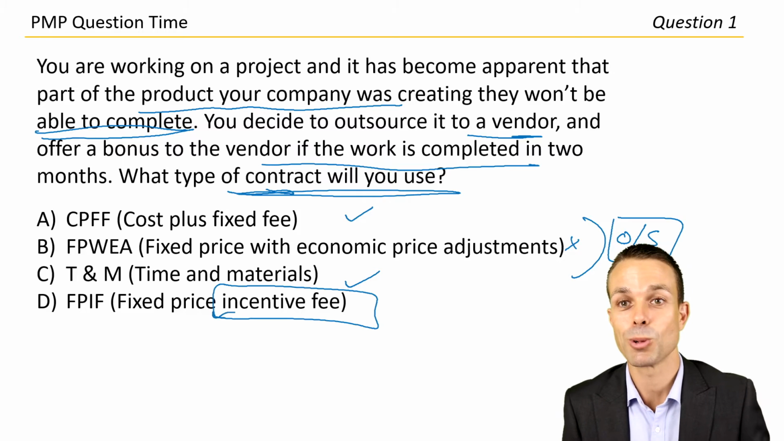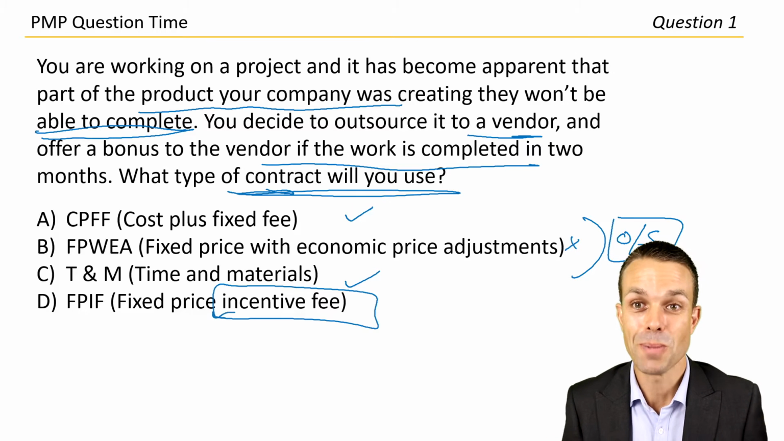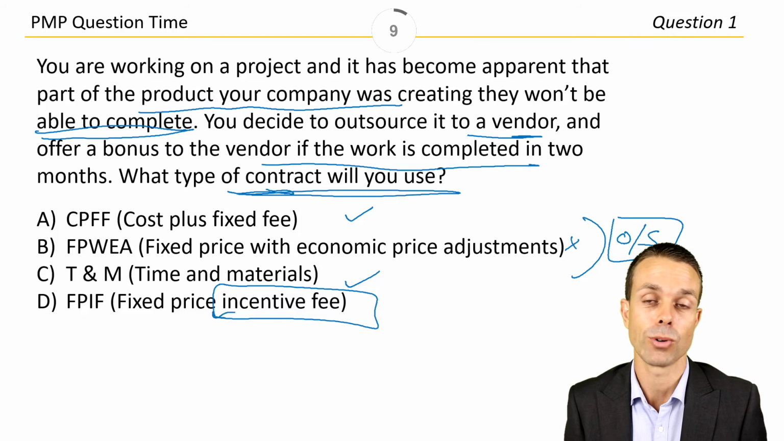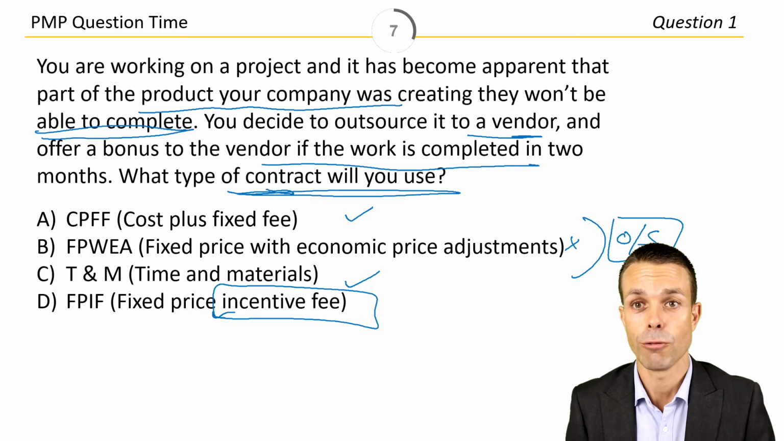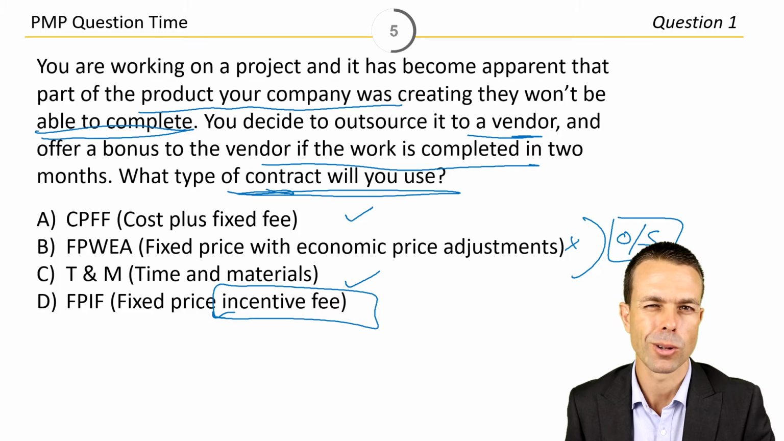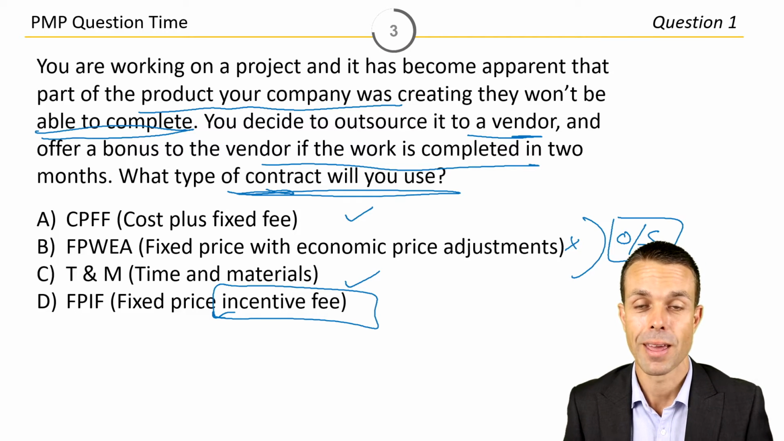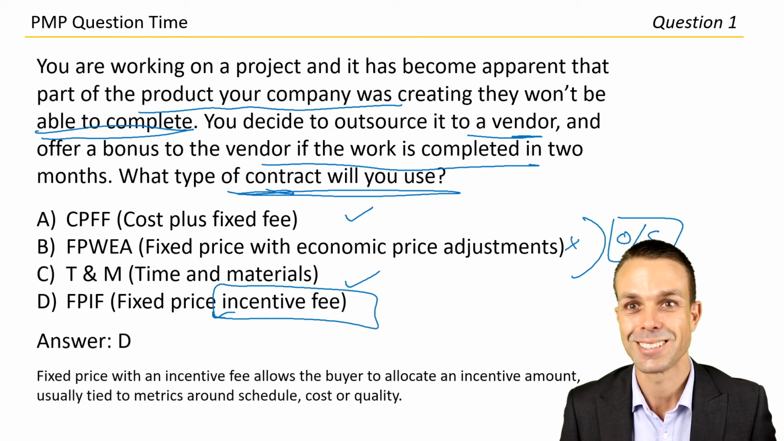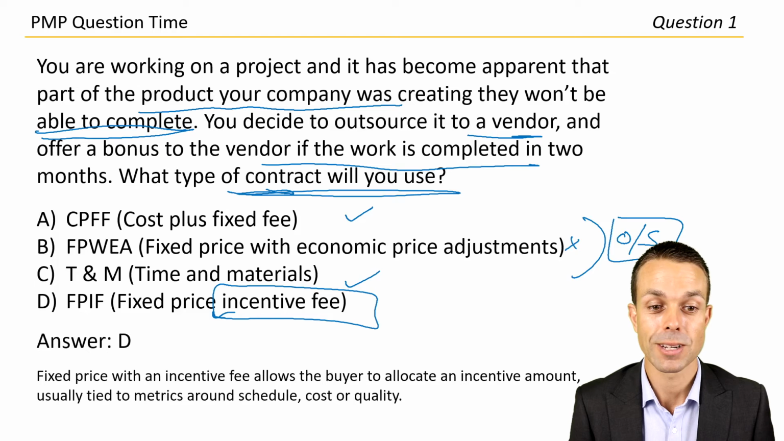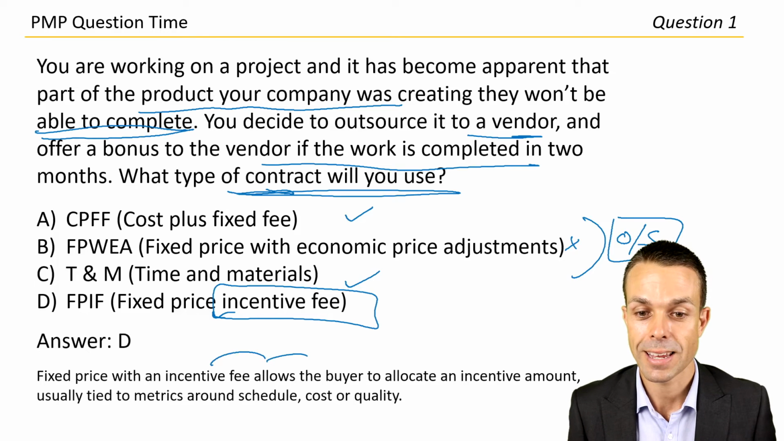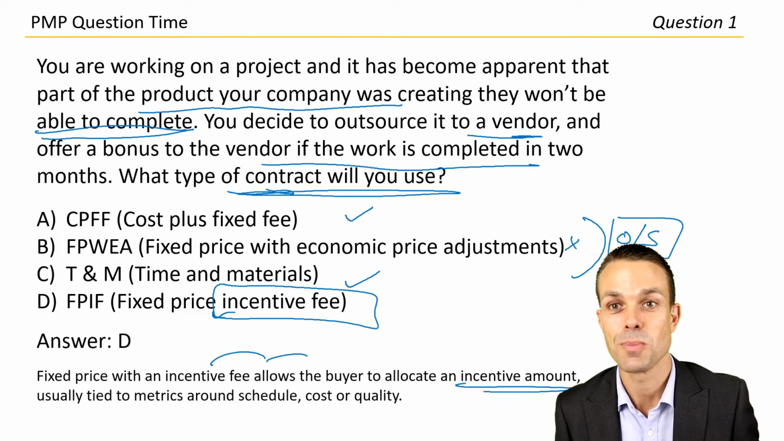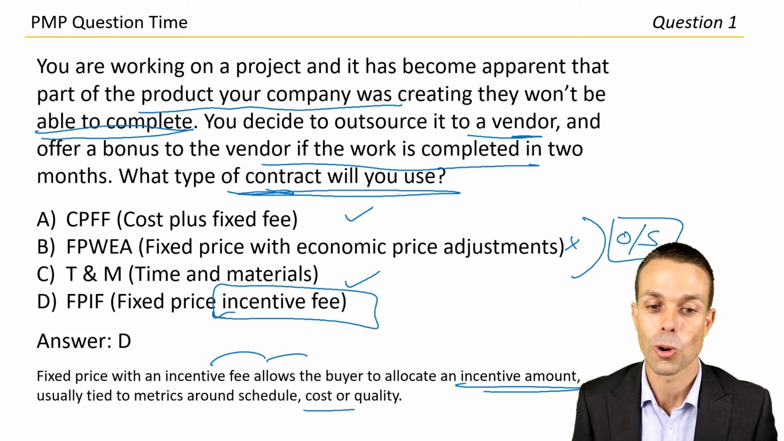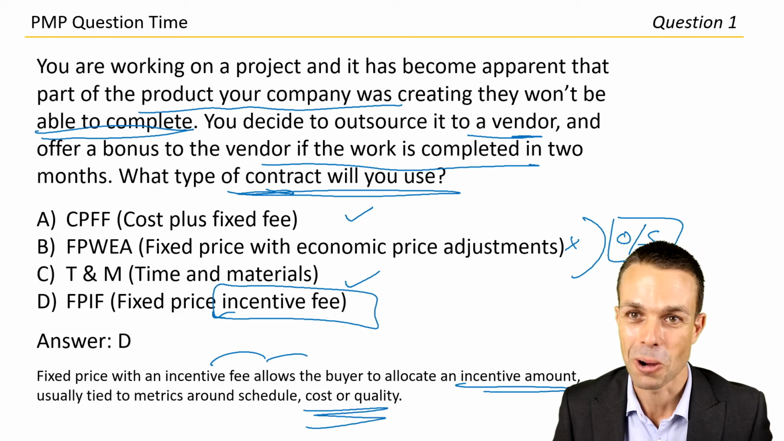Incentive fee, because we want to tie an incentive fee to the 2 months being completed. And fixed price is actually lower risk for us as well. So we'll give them a fixed price for the work and we'll say, if you get it all done in 2 months and we're happy, then incentive fee for you. I think it's letter D. Let's look at that. Answer D, fantastic. Fixed price with an incentive fee allows the buyer to allocate an incentive amount usually tied to metrics around schedule, cost, or quality. That's exactly what we're after.